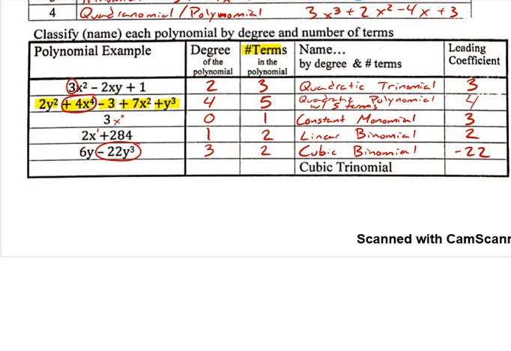Now I want you guys to kind of create your own. That is a cubic trinomial. Cubic means degree 3. Trinomial means 3 terms. So degree 3 and 3 terms.